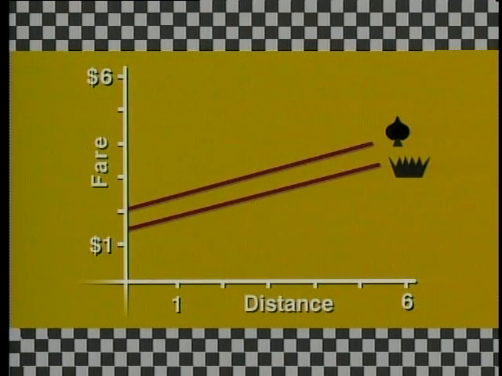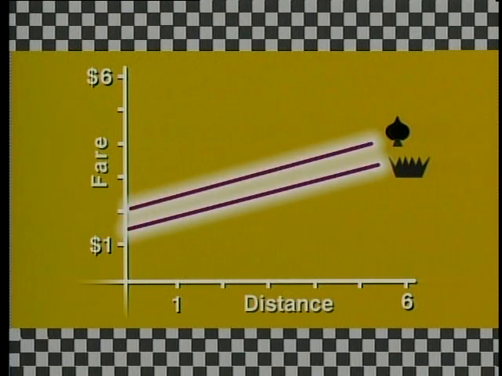Well, it's obvious which of these is the better deal. No matter how long the trip, I'll always pay less with King. That makes intuitive sense, but it's also clear geometrically because these lines are parallel. You could extend them forever and they'd never meet.